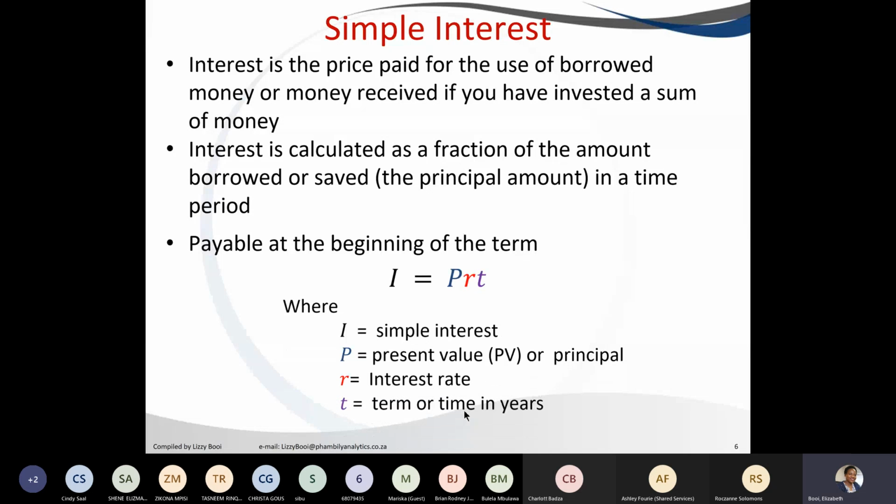To calculate interest, we use the formula I equals P times R times T, where P represents your present value or your principal amount, R will represent the rate that you will be paying, and T will represent the period or the term, whereas I is just for interest.